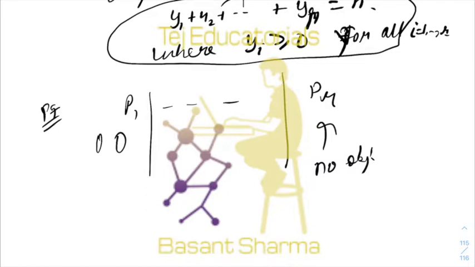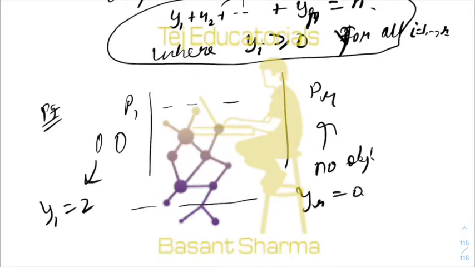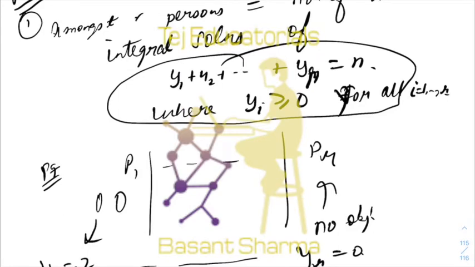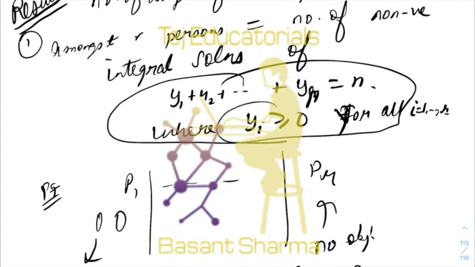Because you can take y1 to be 2, which is this thing, and so on till yr you can take as 0. Alright. Now note that we are assuming that yi is greater than or equal to 0. That is, each variable can take the value 0, 1, 2, or it can take a maximum of n also. So the values of these variables y1 to yr can vary from 0 to n, both values included.